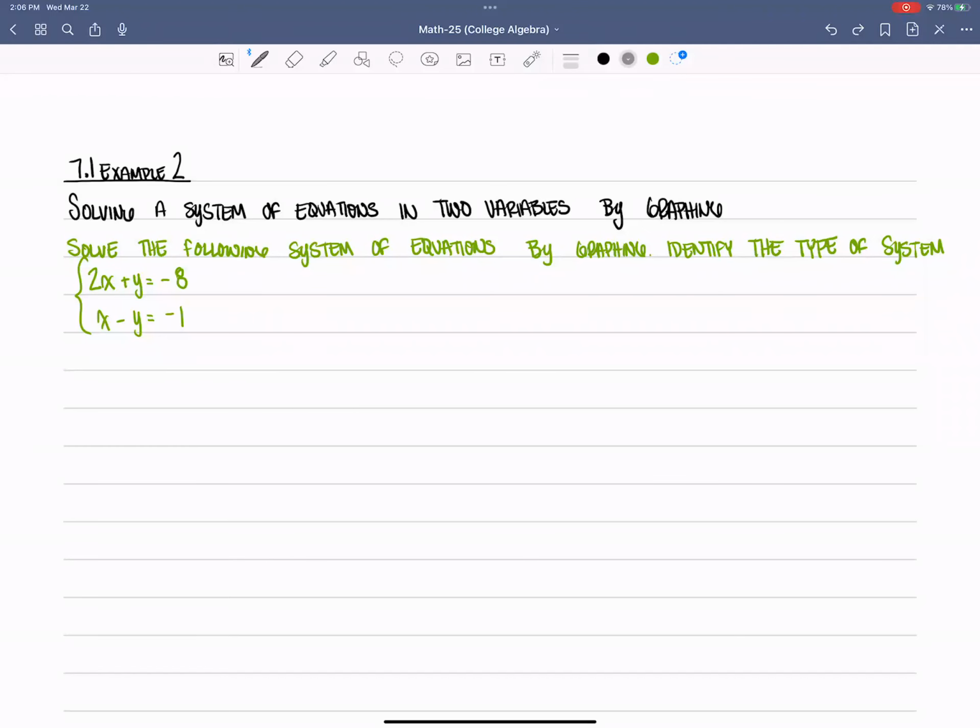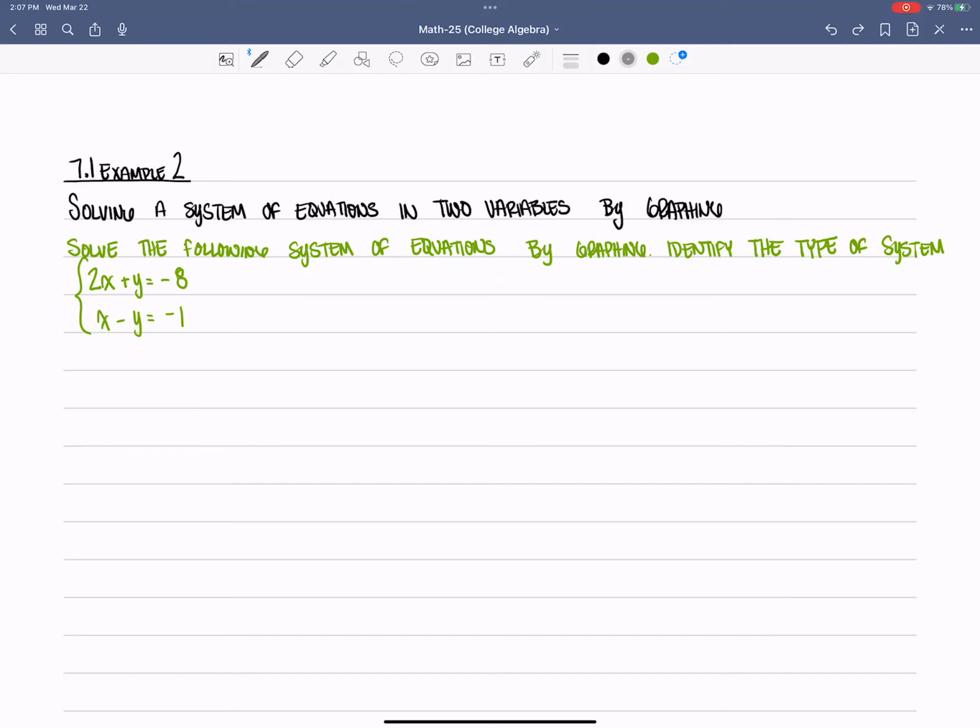Section 7.1, example 2, solving a system of equations in two variables by graphing. Solve the following system of equations by graphing. Identify the type of system. So again, we mentioned that we could have a system with one solution, a system with no solutions, or a system with infinitely many solutions.